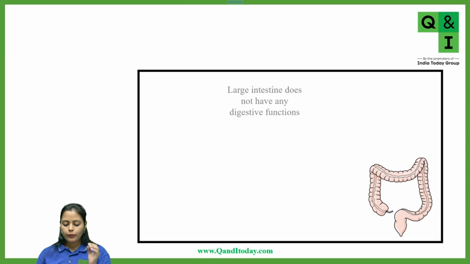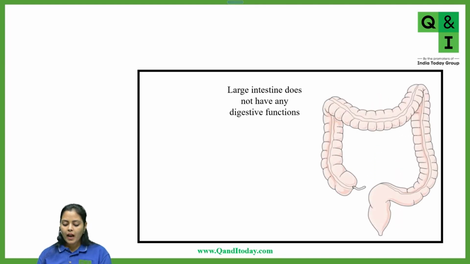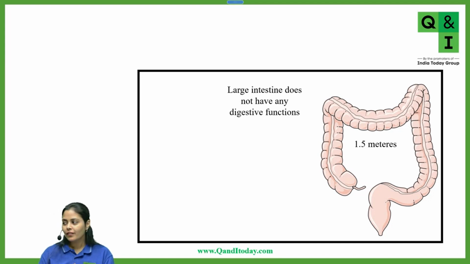So now the food further enters into large intestine. Now, in the large intestine, there does not occur any digestion of food. Then, what role does large intestine play? Again, large intestine is 1.5 meters long. It is shorter in length than small intestine, but it is larger in diameter than small intestine, and that's why it was called large intestine. Okay, so it is 1.5 meters.